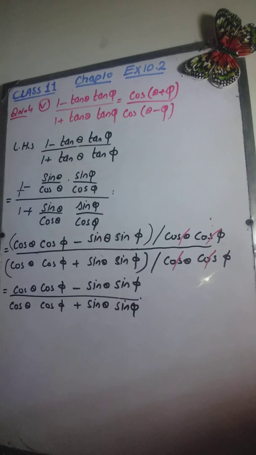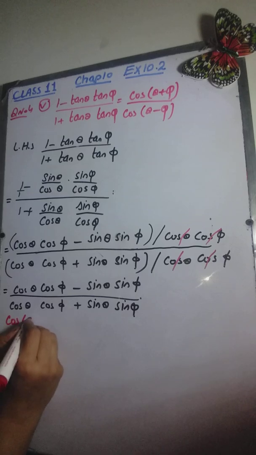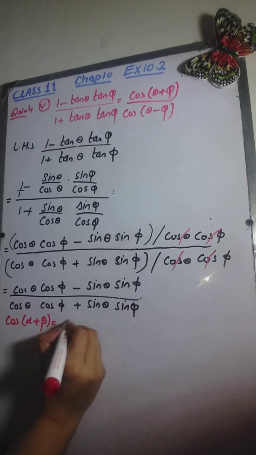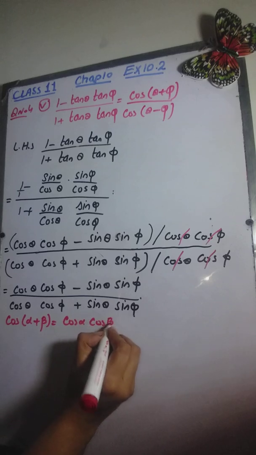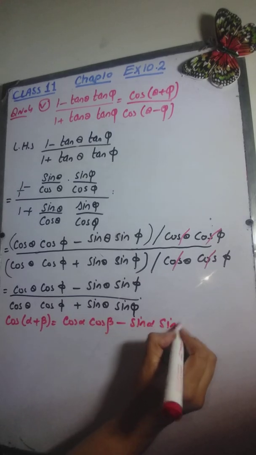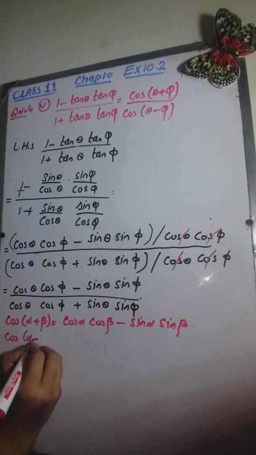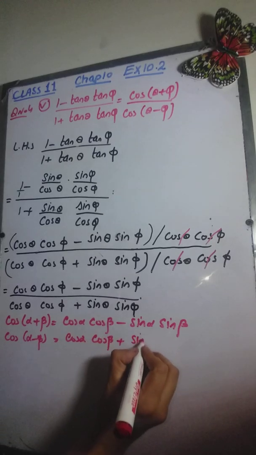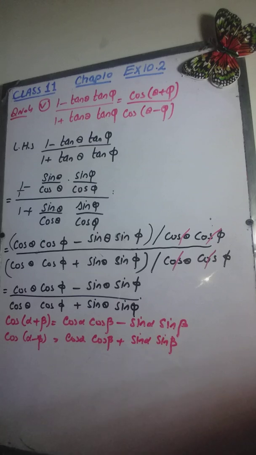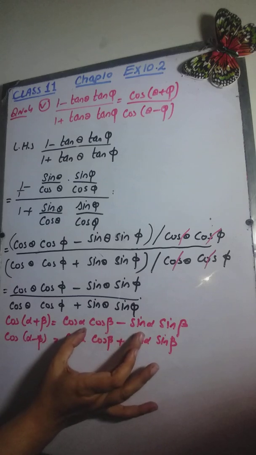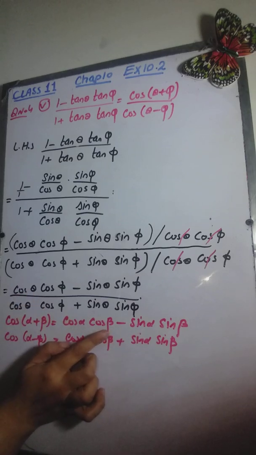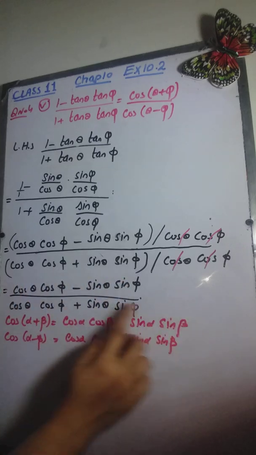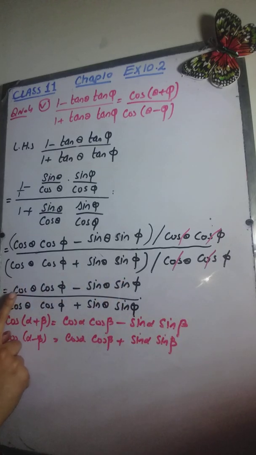Now if you look at the identity, cos of alpha plus beta is equal to cos of alpha cos of beta minus sin alpha sin beta, and cos of alpha minus beta is equal to cos of alpha cos of beta plus sin alpha sin beta. Now if you look at the expression in the numerator, this is the same as this expression. Instead of alpha we have theta, and if you place beta by phi we are going to get the same expression. It means that this right hand side is equal to cos of alpha plus beta. So this is actually the identity of cos of alpha plus beta.